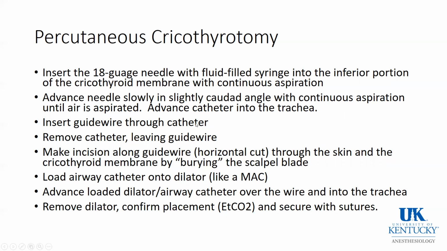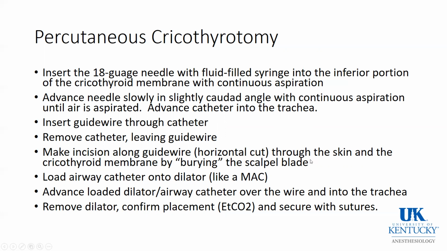You're going to insert a guide wire through the catheter. Obviously, you need to think about how far you put this wire, make sure that it's in far enough, you maintain control of it, you don't cause a pneumo by hubbing the thing. And then you're going to remove the catheter that was on there, leaving the guide wire, make an incision along the guide wire. Usually what's advocated is a horizontal cut, and that you need to make sure that that goes through the skin and through the cricothyroid membrane. So you essentially bury the scalpel blade.